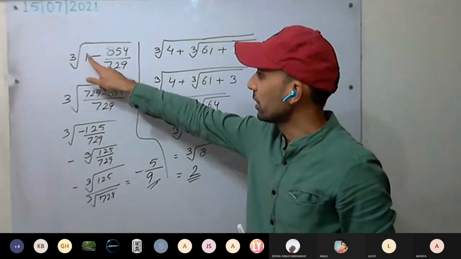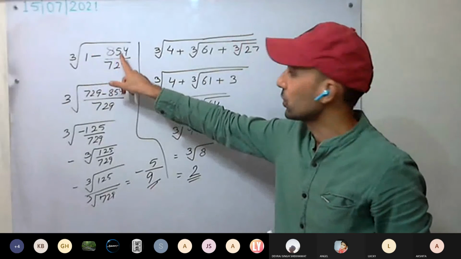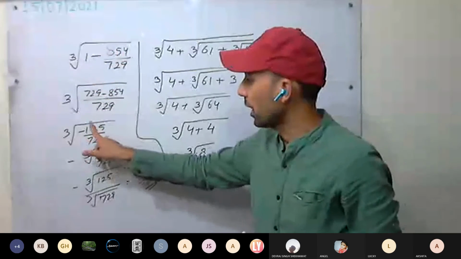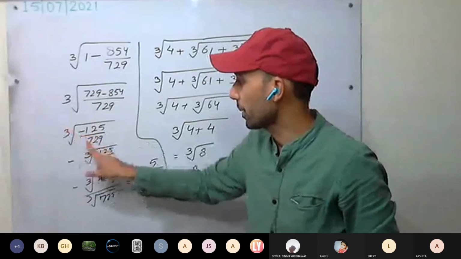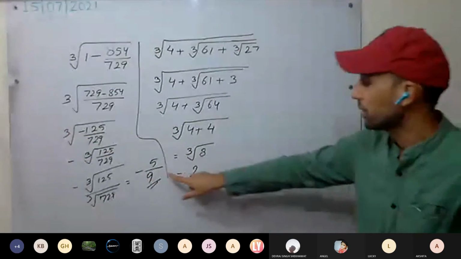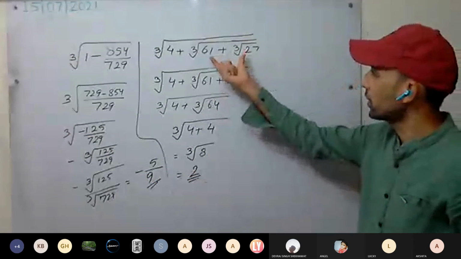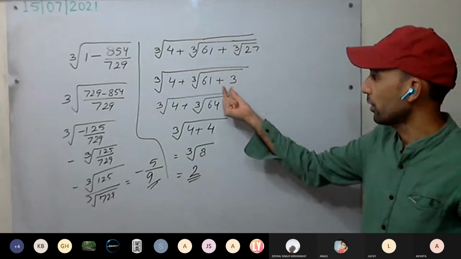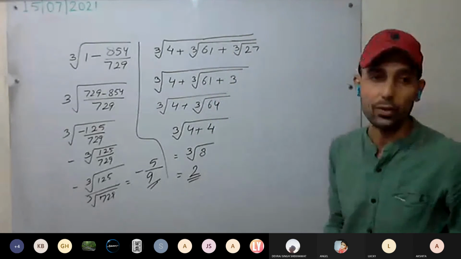Here, a minus sign was there, something minus something, so we have to subtract first, and we got this answer. Now they are in division, so we can apply the roots separately. We can take the cube roots and calculate. Within the root we have to solve first. Step by step we are going.